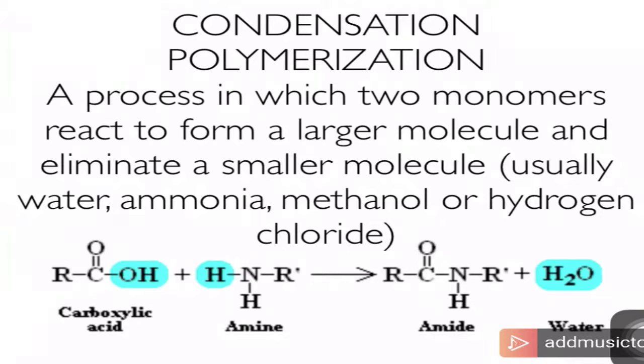Next is condensation polymerization, a process in which two monomers react to form a larger molecule and eliminate a smaller molecule, usually water, ammonia, methanol, or hydrogen chloride. The figure shows an example of polymerization of a carboxylic acid and an amine, forming an amide and a water molecule through a condensation reaction. In this reaction, the byproduct is water. Notice that an acid group remains on the other end of the chain, which can react with another amine monomer to continue forming a long chain.